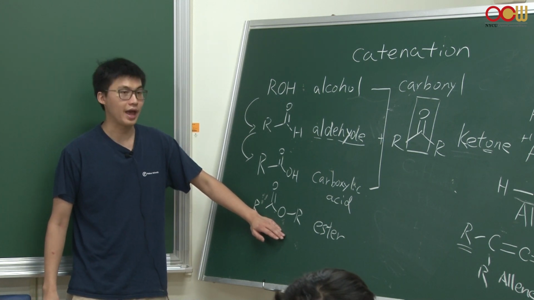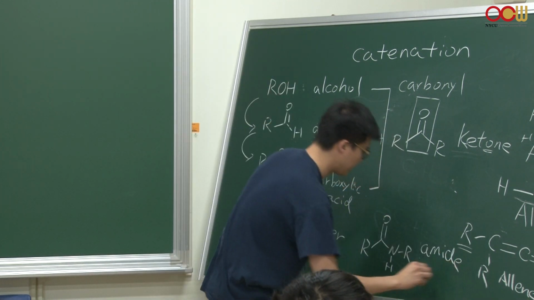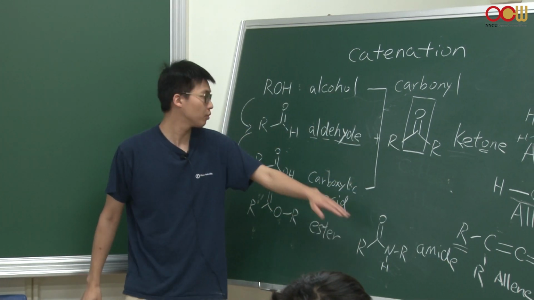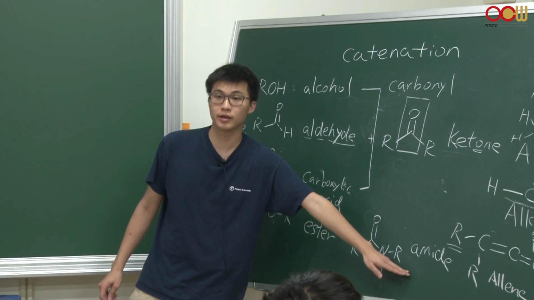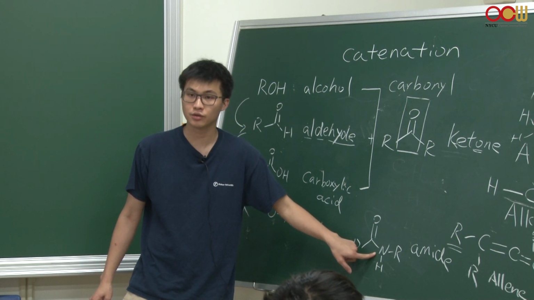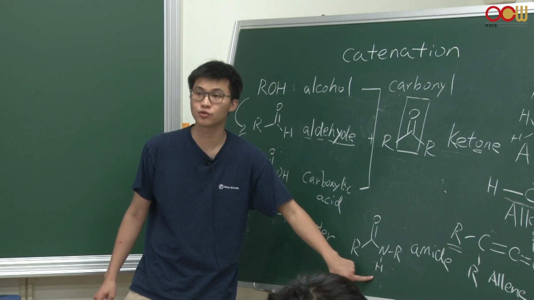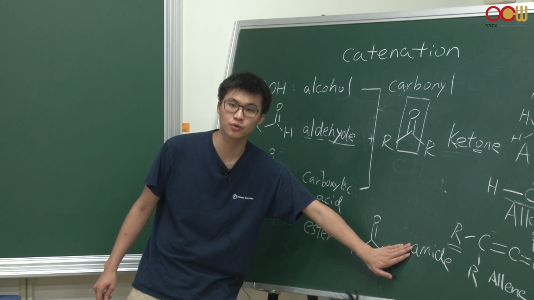And then it has its cousin, which would be amide. When the carboxylic acid reacts with amine, it will form amide. And this is not the only case. You can also have another substitution on this nitrogen. We will have primary amide, which means you only have NH2.